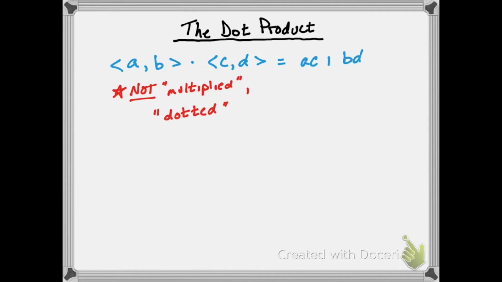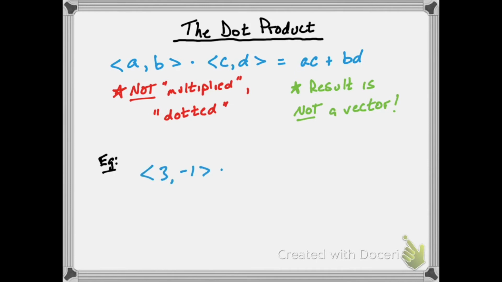And how the multiplication works isn't that intuitive, but we do multiply the x components, AC, we multiply the y components, BD, and we add the results together. Notice, if we did this, we wouldn't result in a vector, we'd actually end up with a constant.